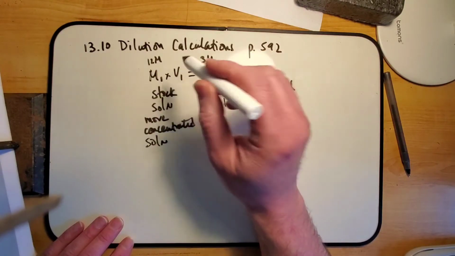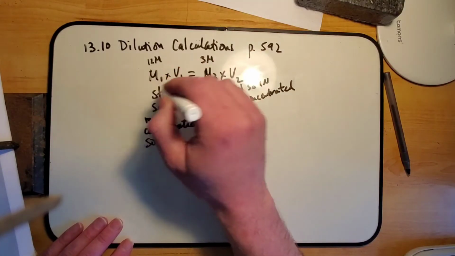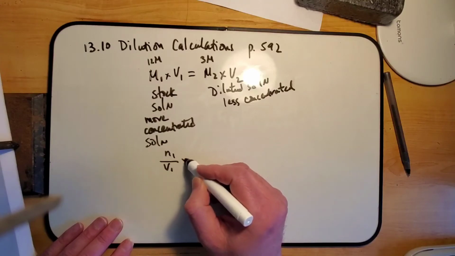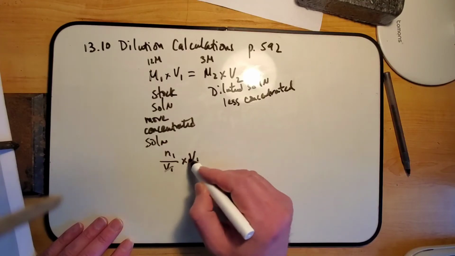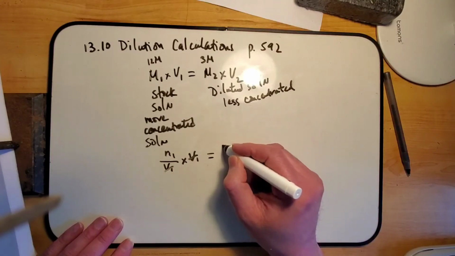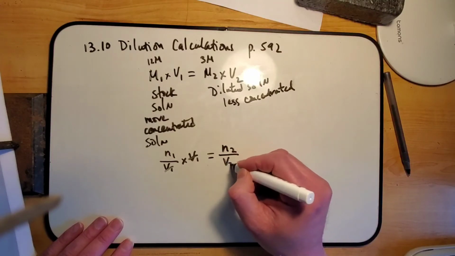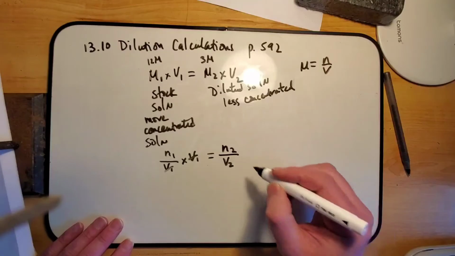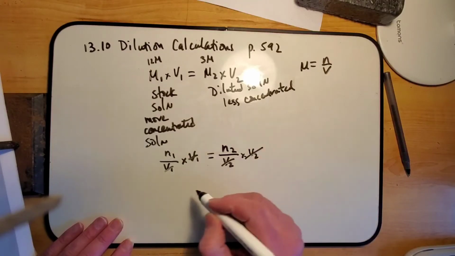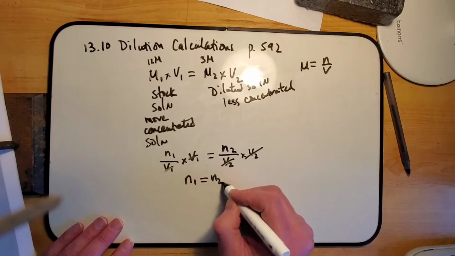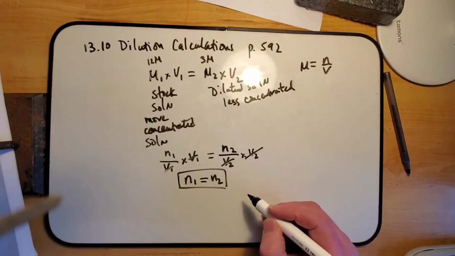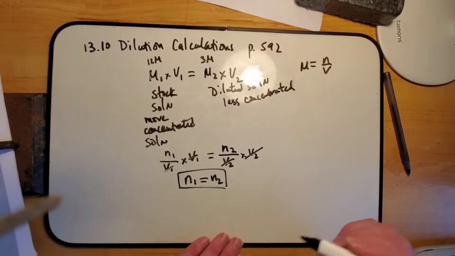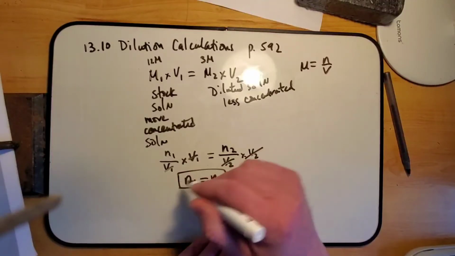Because in reality, if you break down this equation, you will have n1 over V1 times V1, so this will cancel, is equal to n2 over V2 times V2. I'm using here the molarity formula that we learned in the previous videos. The V2 cancels. So in other words, what you're stating here is n1 is equal to n2. So the number of moles of the initial solution is equal to the number of moles of the final solution when you dilute a solution from a stock solution. But how does it work? Why is this correct?